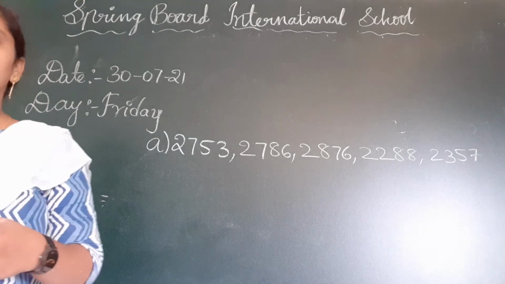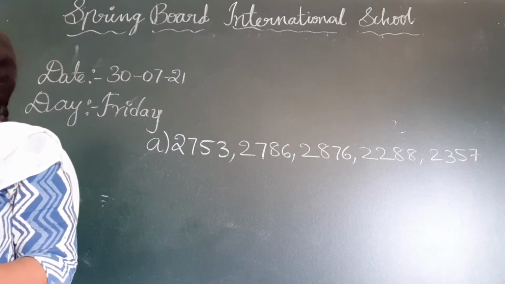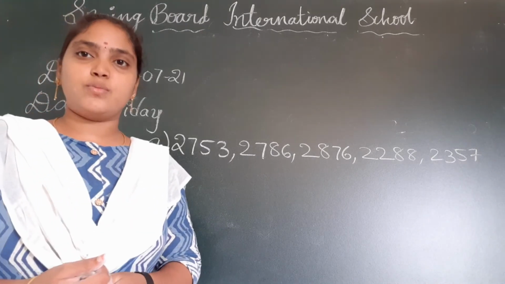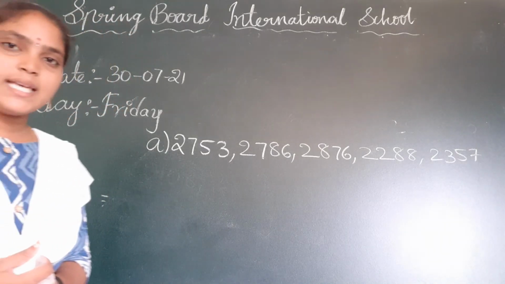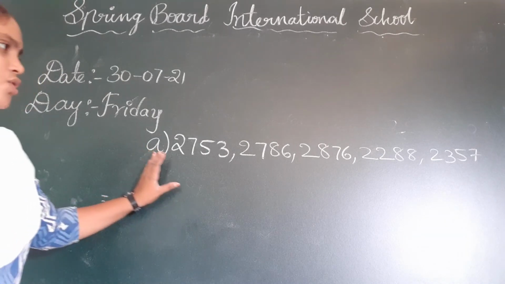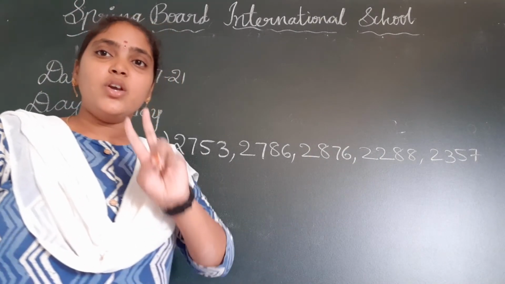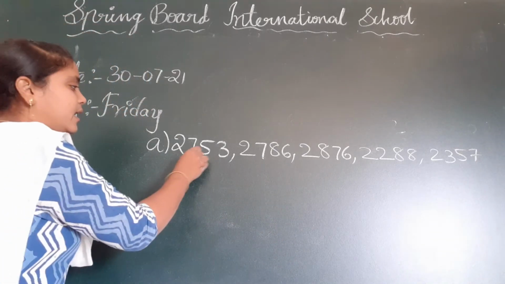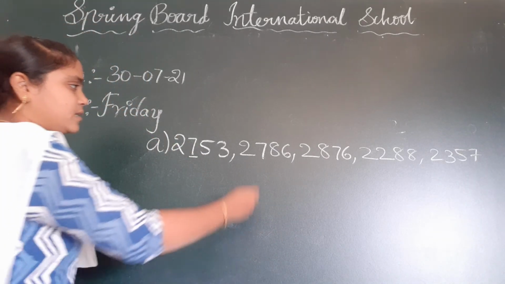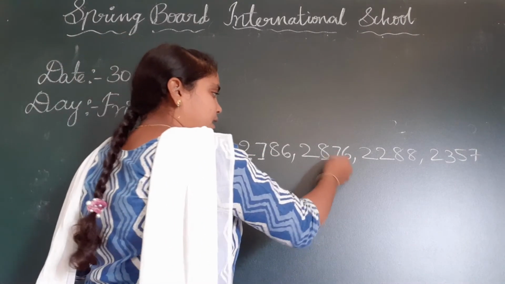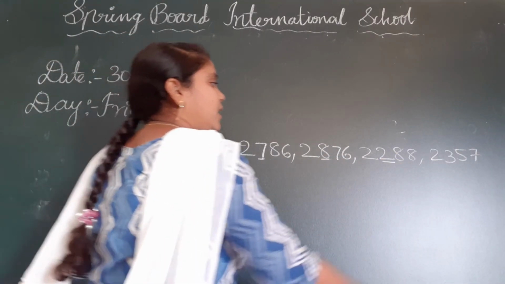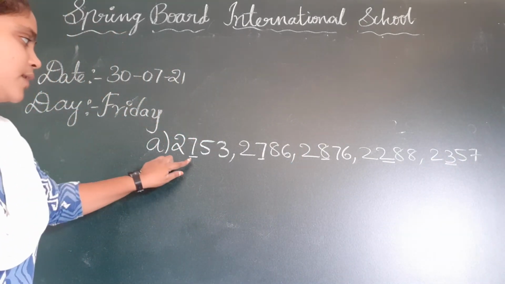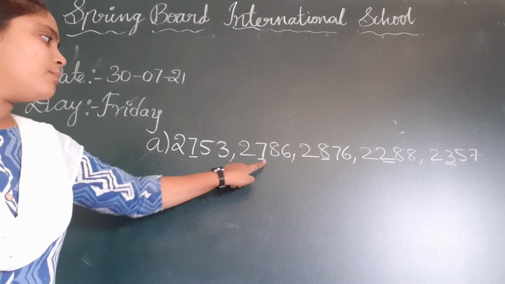Now what do we have to do, children? Here we have to arrange the numbers in descending order, meaning biggest to smallest. So which one is the biggest number? You have to check it, children. So these all numbers have 2 in the thousands place. So check hundreds. How many hundreds are there? 700s and 700s, 800s, 200s and 300s. So which one is the highest number? So 700s, 2 numbers are there.